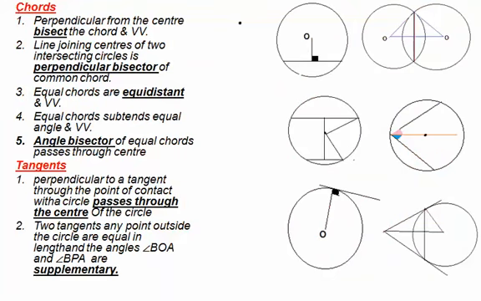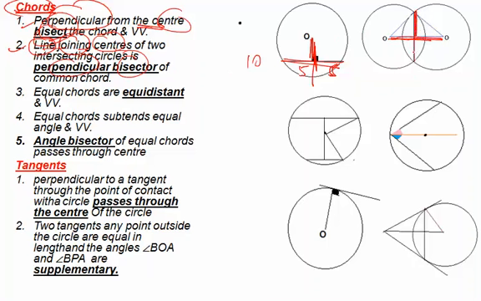In this slide we discuss the properties of chords. The first property is a simple one: a perpendicular from the center bisects the chord. This is a chord, suppose it is 10, so it bisects the chord into 5 and 5. The next property: the line joining the centers of two intersecting circles. If this is the line joining the centers of two circles, it is the perpendicular bisector.